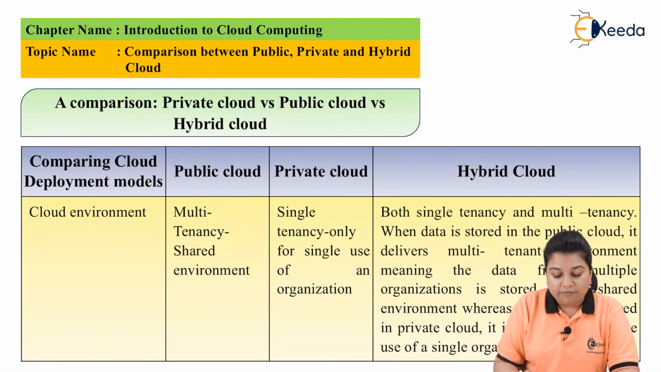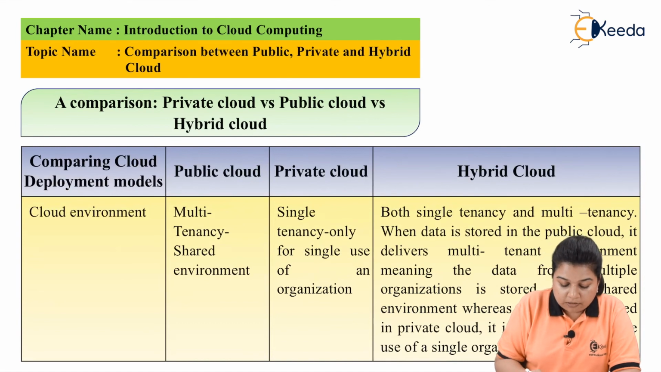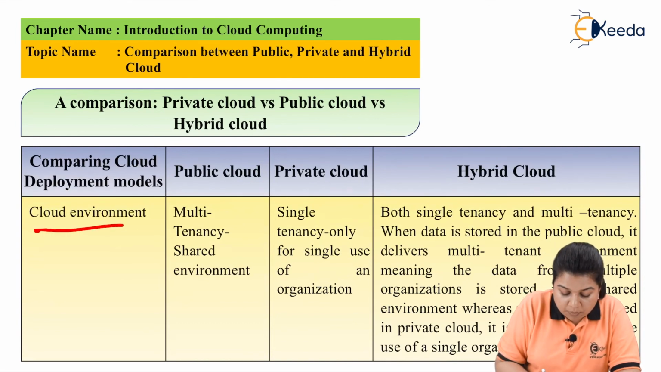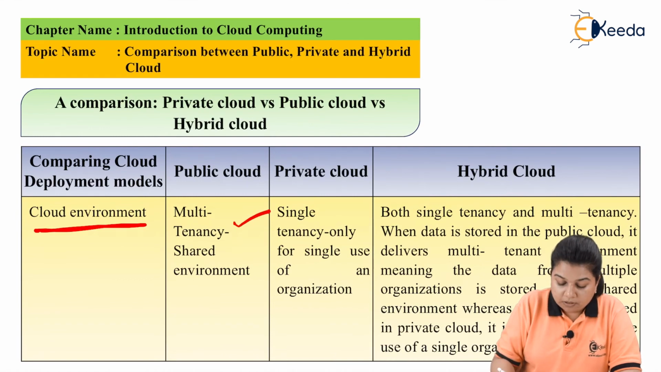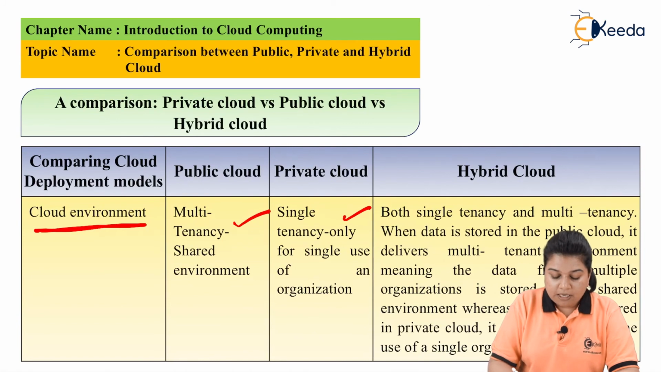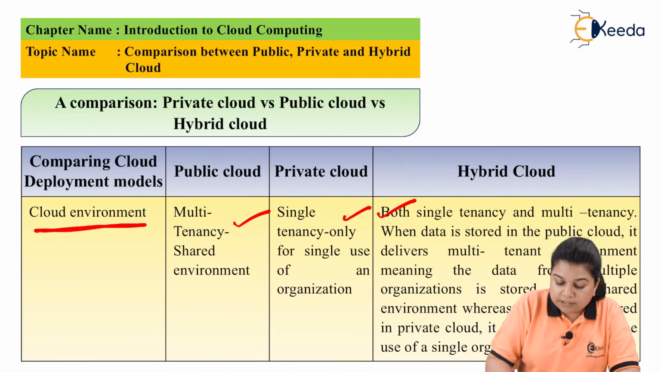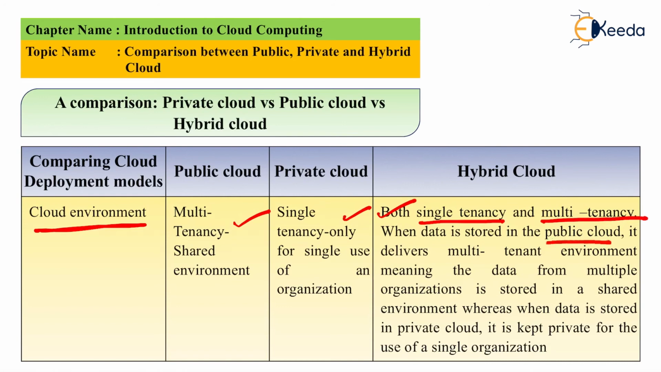Comparison between public, private and hybrid cloud. Now comparing cloud deployment models, the first thing is cloud environment. In public cloud, it is a multi-tenancy shared environment. Private cloud is single tenancy, only for the use of a single organization. And hybrid cloud has both single tenancy and multi-tenancy. When data is stored in public cloud, it delivers a multi-tenant environment, meaning the data from multiple organizations is stored in a shared environment. Whereas when data is stored in a private cloud, it is kept private for the use of a single organization.